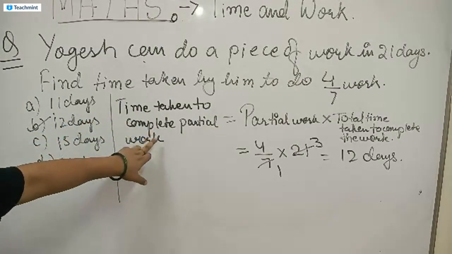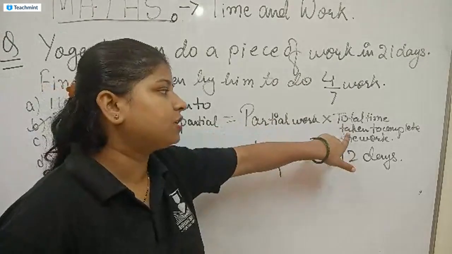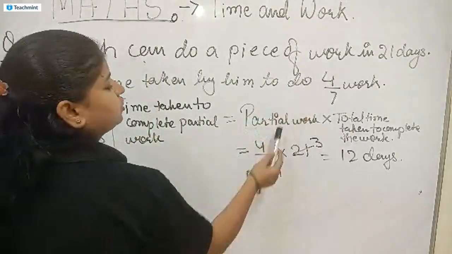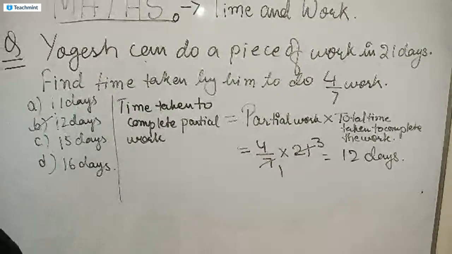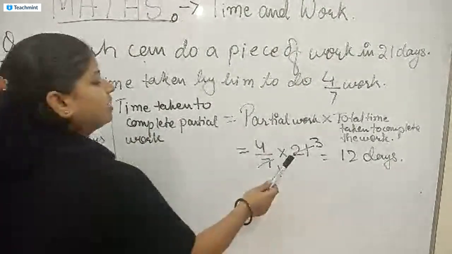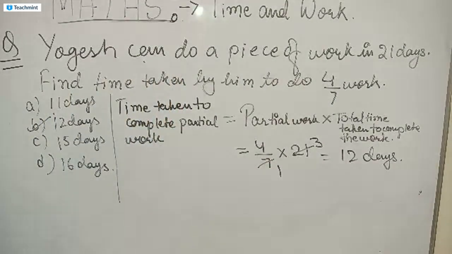The formula for time taken to complete partial work is partial work into total time taken to complete the work. So partial work done in the question is 4/7. Total time taken to complete the work is 21 days. So 4/7 into 21. 4 threes are 12 days. Please take the screenshot. I'm going to give you another question.